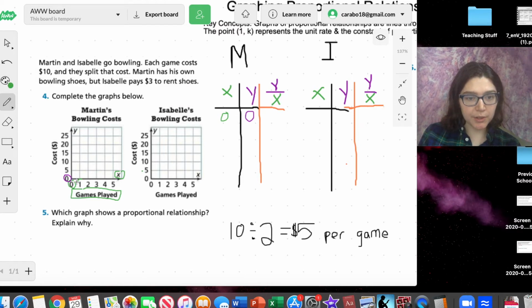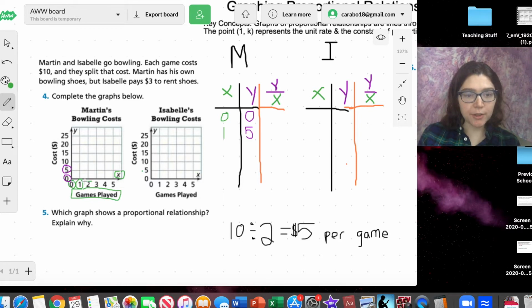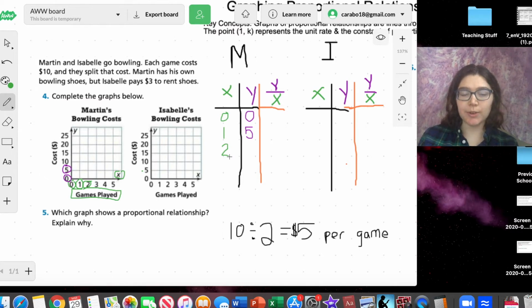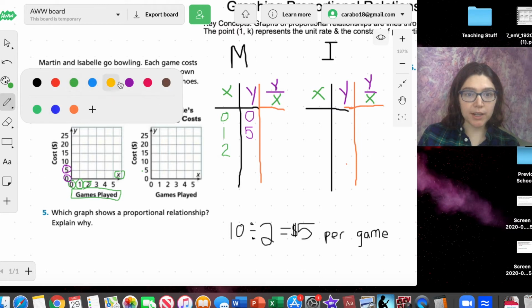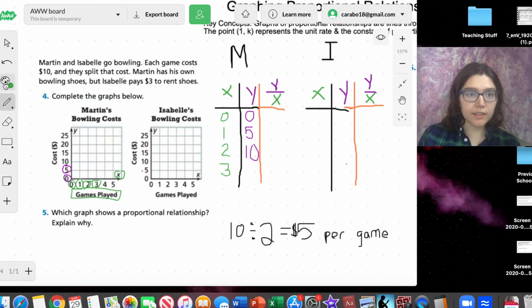So next I have Martin played 1 game. Okay, so Martin plays 1 game, and we just figured out that Martin pays $5 per game. After 1 game, it's going to cost Martin $5. So if we play 2 games, how much is that going to cost Martin? Well, it's $5 per game. So we're going to have $5 for the first game and $5 for the second game. 5 plus 5, or 5 times 2, is 10. Okay, so that's going to end up costing Martin $10. Okay, and then we'll quickly do one last one. If Martin's playing 3 games, that's going to end up costing him $15.